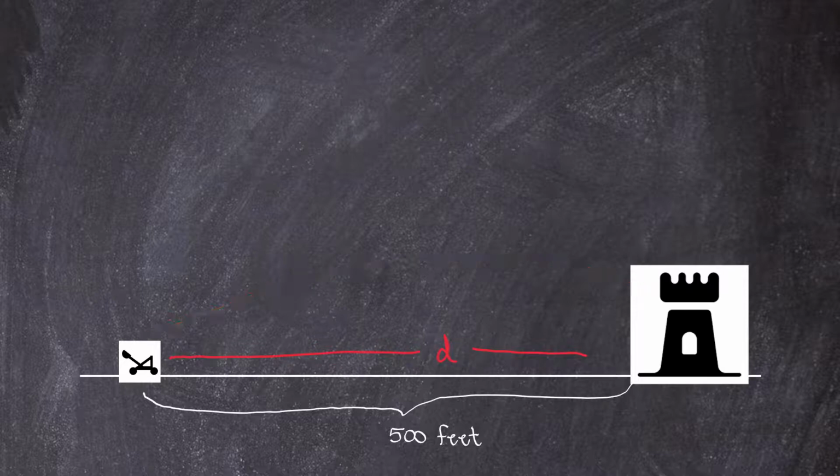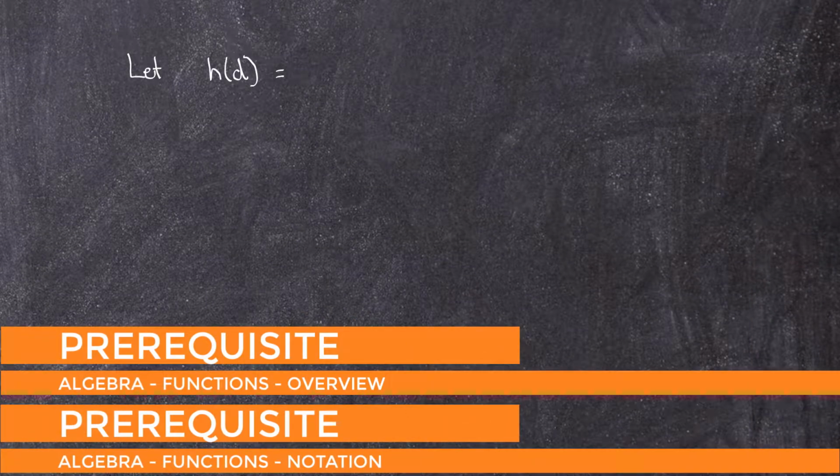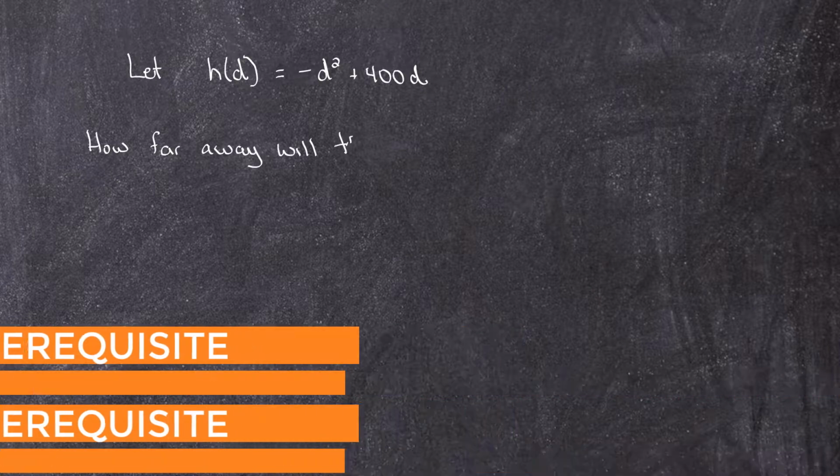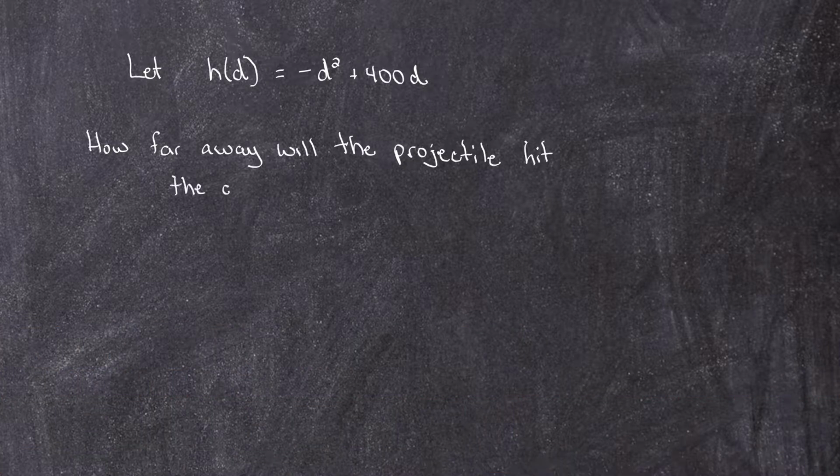If the path of the projectile is given by h(d) = -d² + 400d, how far away from the catapult will the projectile be when it hits the ground? Go ahead and pause this video to answer that question and to sketch a path of travel for the projectile.